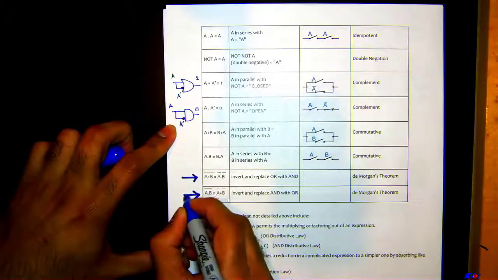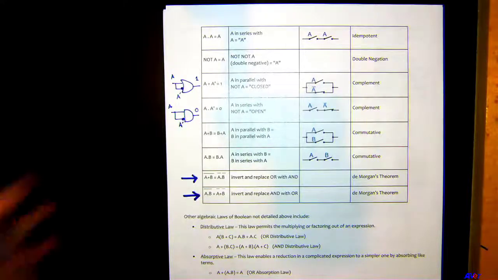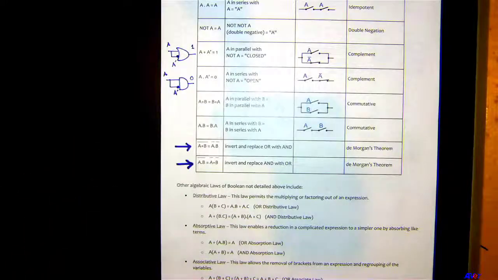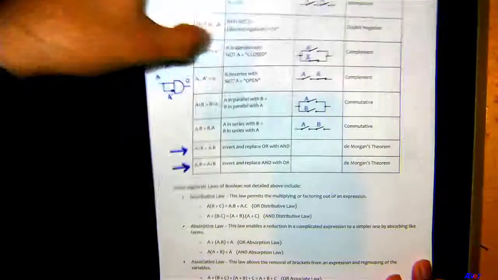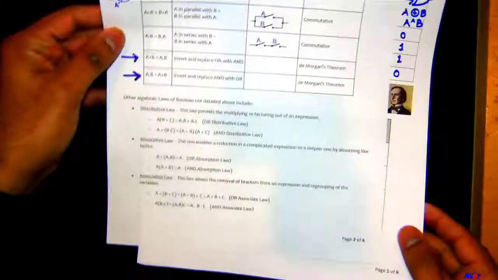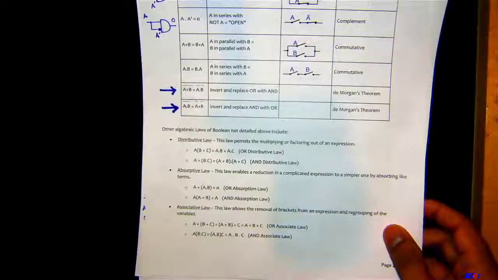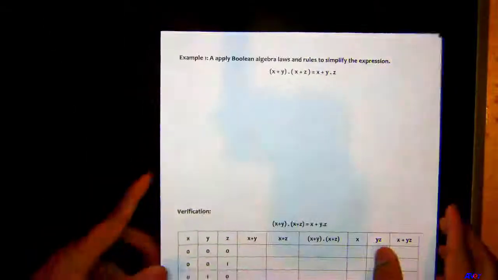I'll talk more about it in one of the examples that we would do. There are some other algebraic laws of Boolean algebra that were not included in the table. I'm just going to skip these because these are very basic, and I'm sure you have done them many times in the past. So let's move on to our first example for the day.